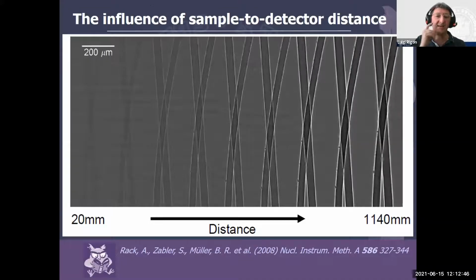Now, this is another example. I took this from this publication. These are two human hairs, and there are several images taken at different distances. And here you can see that by increasing the distance, you really highlight this edge enhancement, which gets bigger and bigger.